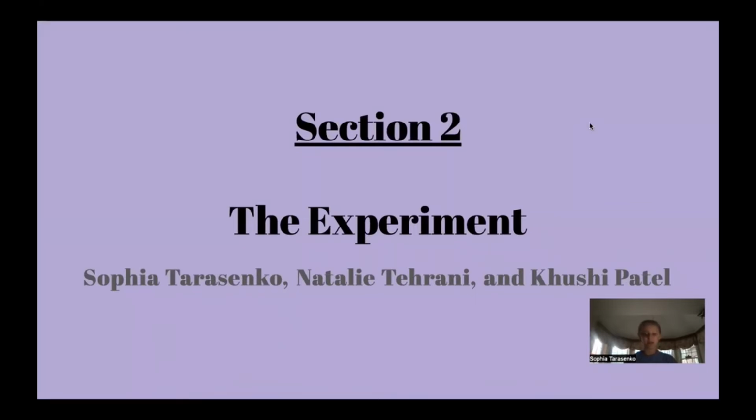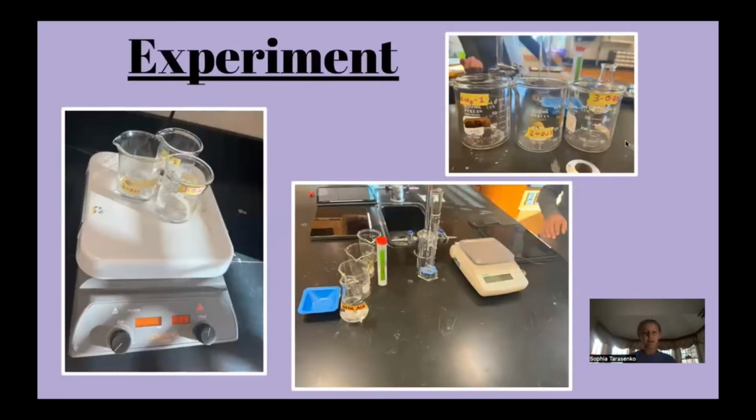This is section 2, the experimental portion, and Sophia Tarasenko, Natalie Tarani, and Kushi are all going to be talking in this part. So for the experiment, we only had 3 group members, so we could only do 3 trials using 0.10 grams, 0.15 grams, and 0.20 grams of sodium bicarbonate. The purpose of this lab was to see if increasing the amount of sodium bicarbonate will affect the amount of sodium acetate produced. There were 3 trials, each one using a different amount of sodium bicarbonate.